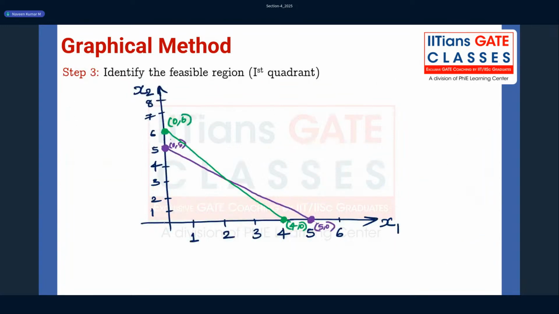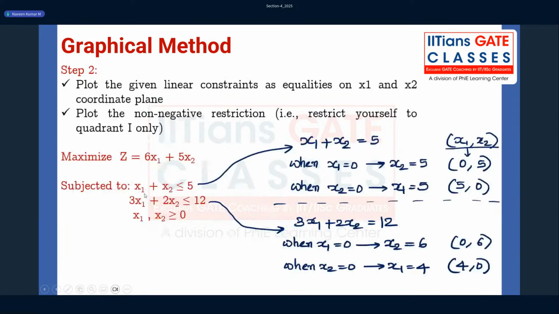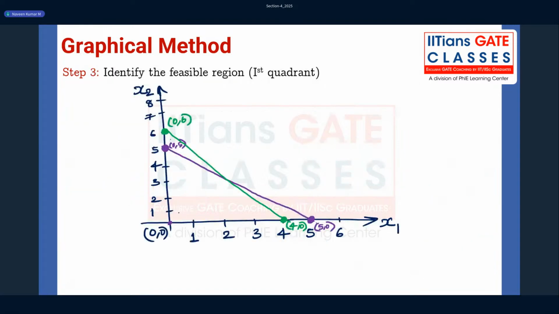So what is this? This is your origin, isn't it? If you substitute this origin into the given constraint, and it satisfies it, then you substitute 0, comma 0 here, it is 0 plus 0. Obviously, 0 is less than 5. So this origin satisfies this equation. It means you have to shade towards the origin, like this, with some patterns.